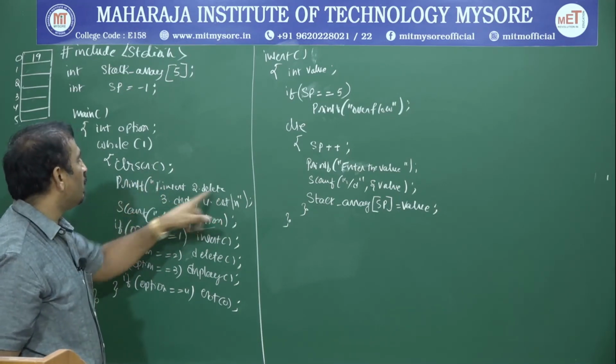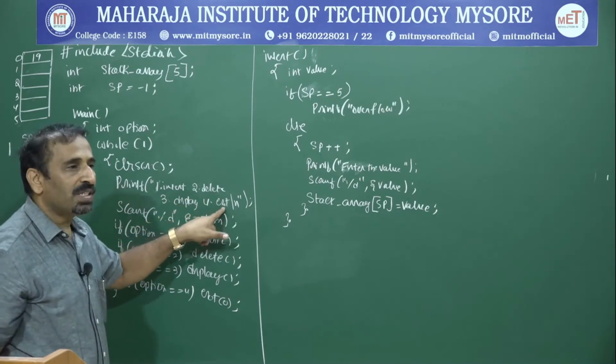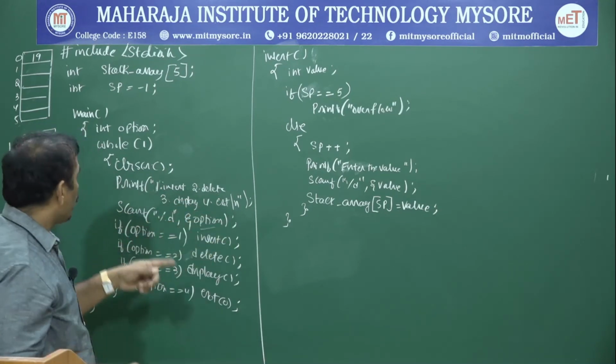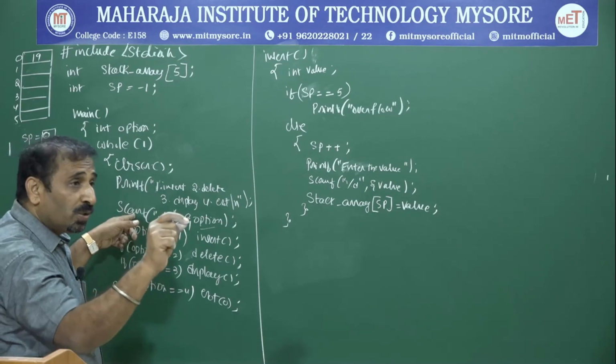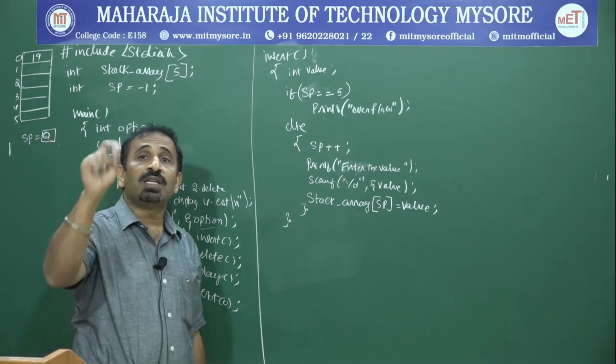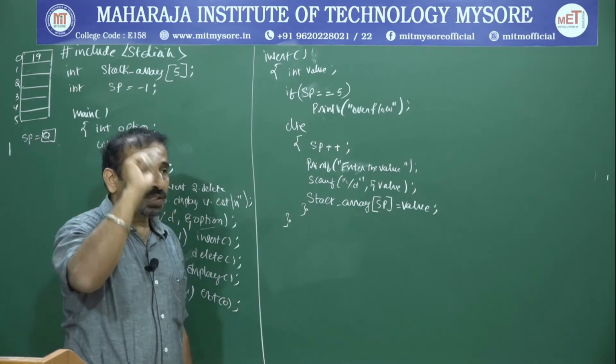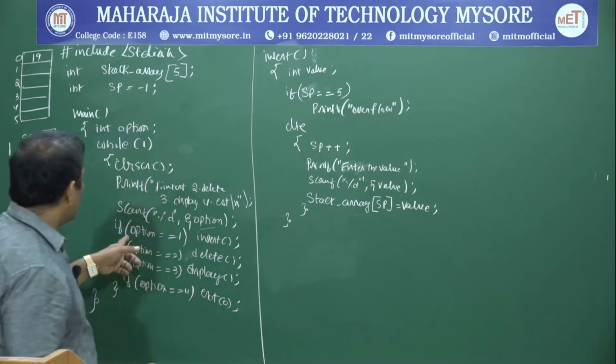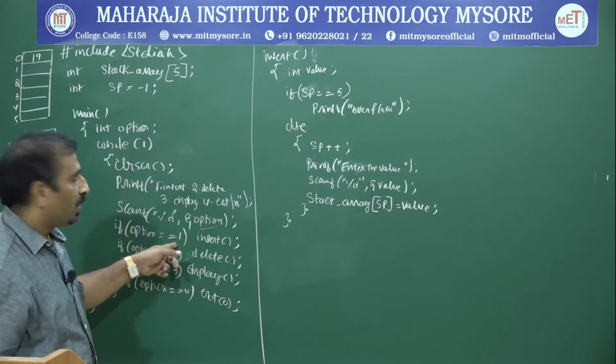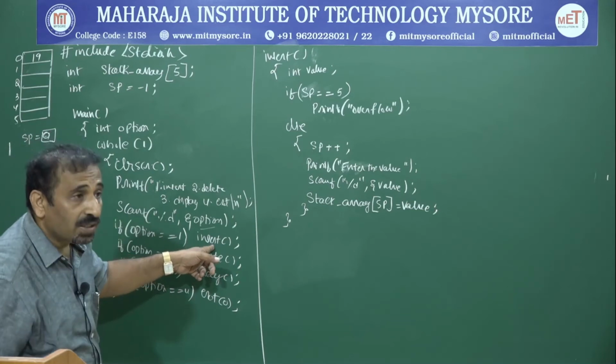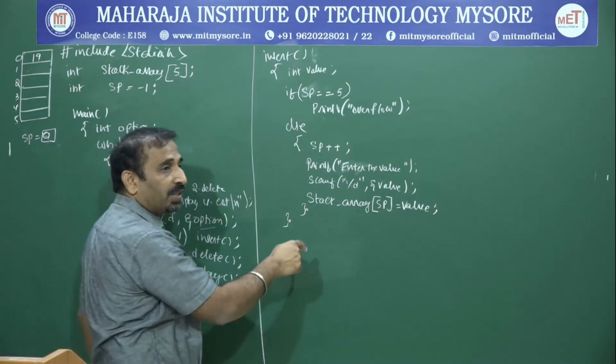Insert 1 means insert, 2 means delete, 3 means display, 4 means exit. This is on an infinite loop. So scanf, you will be pressing either 1 or 2 or 3 or 4. Assume that you have pressed 1 again. 1 means if option equal to 1, you are calling a function called insert. Insert I have written it here.